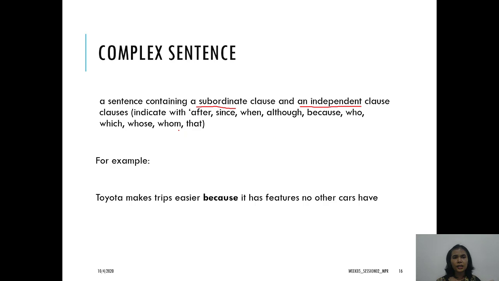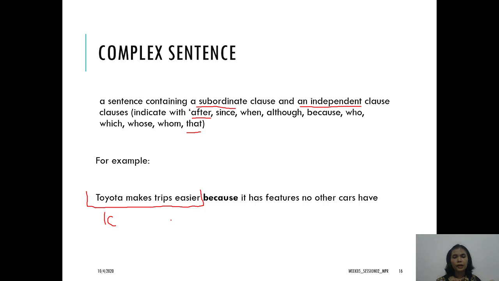Okay, so the independent clause can stand by itself like a sentence as normal, but the subordinate clause is indicated with the word after, since, although, because, as you can see over here. For example, Toyota makes trips easier because it has features no other cars have. So what we call the independent clause is this one.